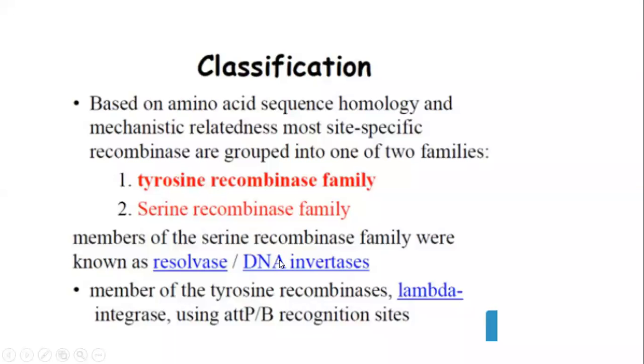Okay. Now classification. So again under conservative SSR, there are two types, depending on the amino acid present at the active site of the enzyme, the recombinase. That is the tyrosine recombinase family and the serine recombinase family. And these recombinases are also known as resolvase and the DNA invertase. Members of the tyrosine recombinase include lambda integrase using attP and attB recognition sites. So these are the sites which you need to remember, guys. ये आपके exam के लिए है. So you are going to remember all these sites. Okay.